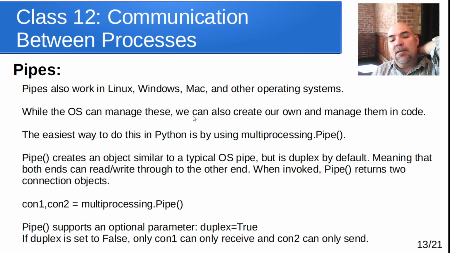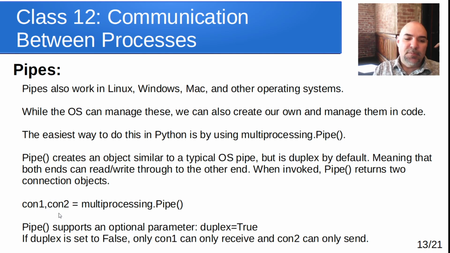The only difference between the Python multiprocessing.Pipe and standard pipes at the operating system level is that Python pipes are duplex by default, meaning that both ends can read and write through to the other end. So they're kind of two-directional. And essentially what happens is when you make one of those pipe objects, when you make an instance, it returns two connection objects, connection 1 and connection 2. In operating system pipes like in Unix, it has a read end and a write end. In this, it just has two connection objects.